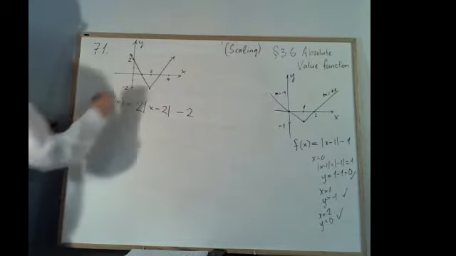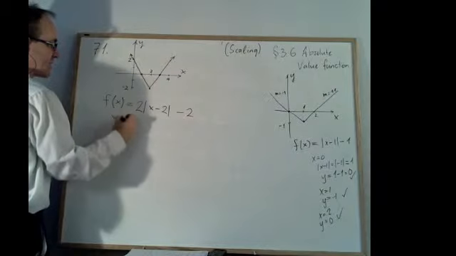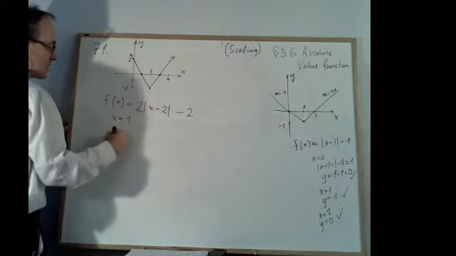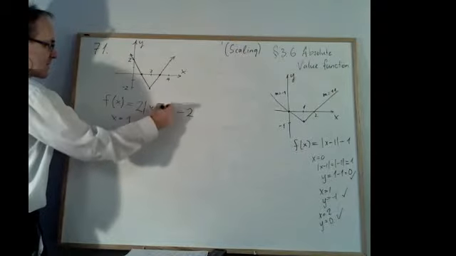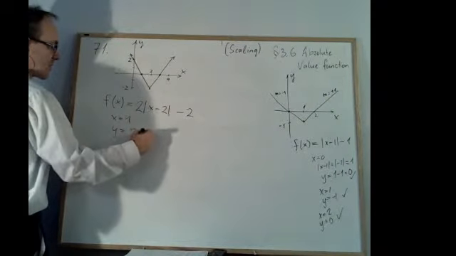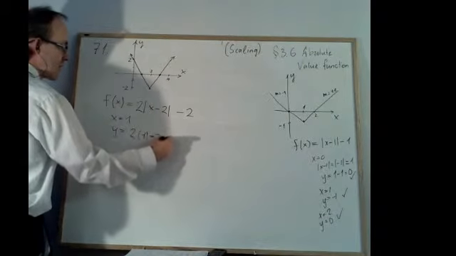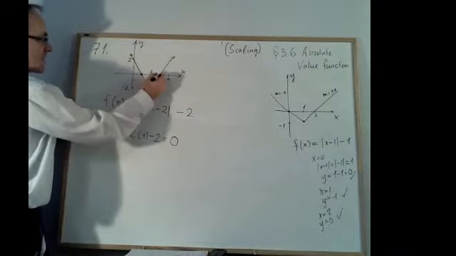Okay, and so let's check these numbers. Let's try 1 and 3. x equals 1 gives me y is equal to 2 times the absolute value of 1 minus 2, which is 1. 1 times 2 is 2. 2 minus 2 is 0. And that's correct. Okay, good.